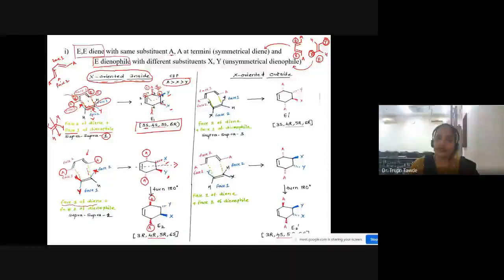What will happen to X and Y? X will come down and Y will come up, but Y कैसे होगा, below the plane and X will come above the plane. वापस what I was explaining to you, again I'm repeating.